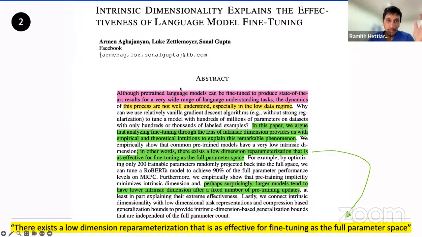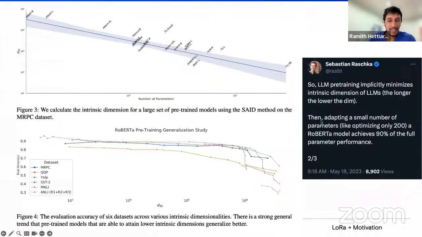This paper has more observations like that. For example, they mention that if we pre-train a language model longer and longer, the intrinsic dimension lowers as well. So basically, if we have a better pre-trained model that has gained particular knowledge, it's very easy to adapt very few parameters for a particular task. So I think it's worth looking at these papers. I'll just briefly touch the abstract of it.